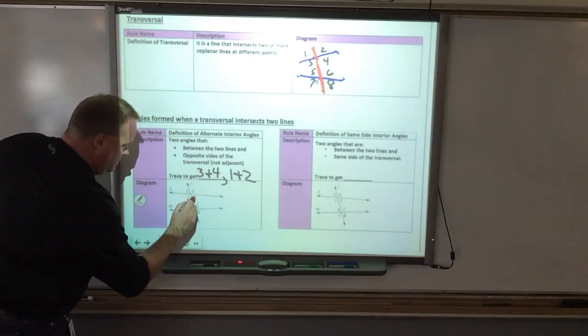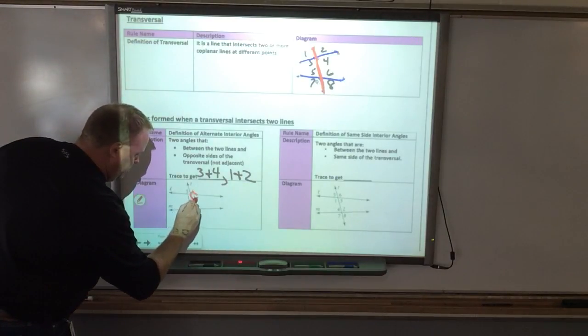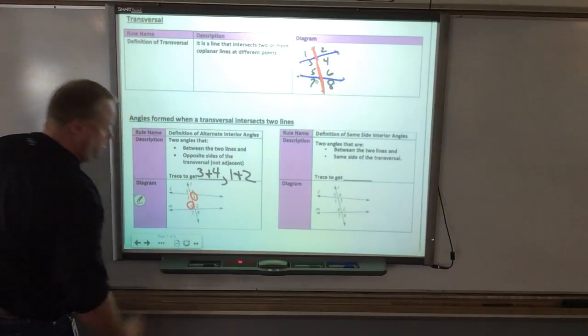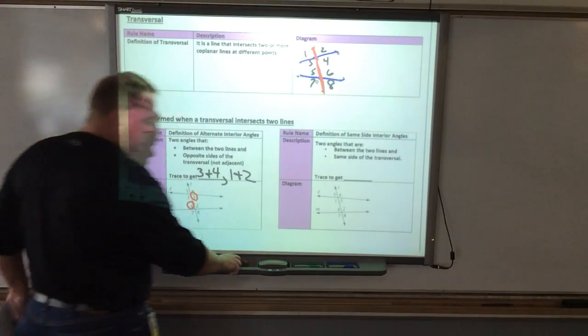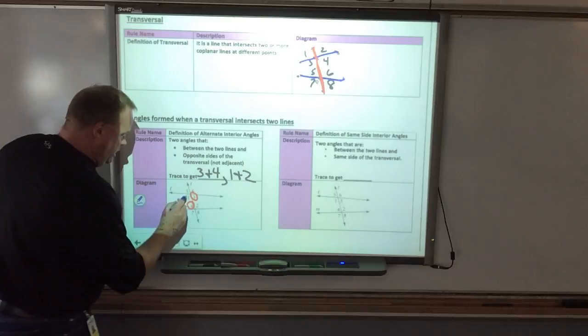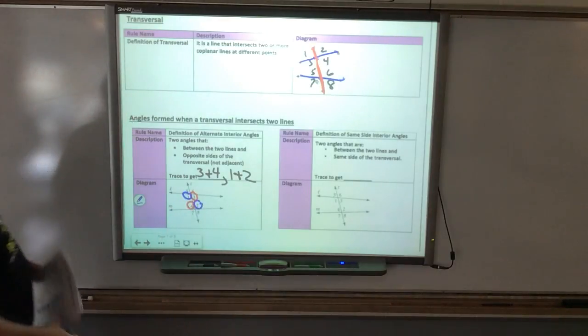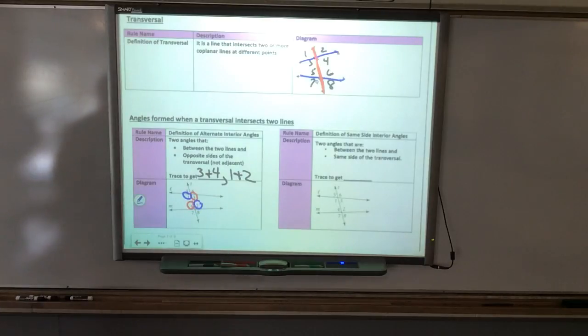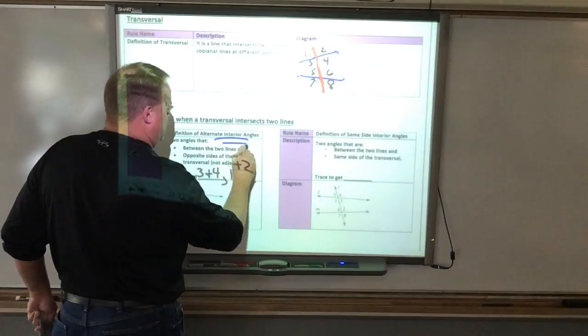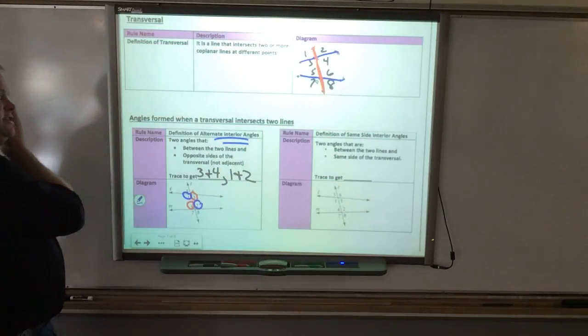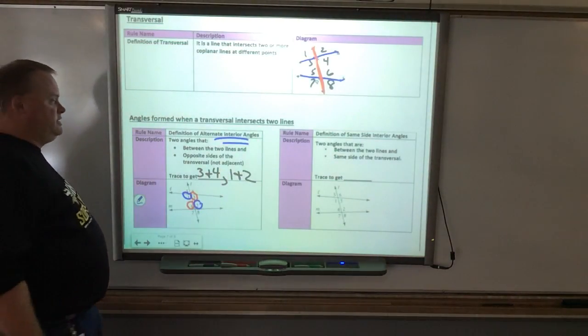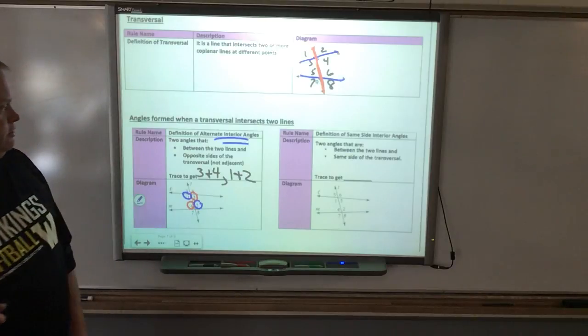And let me highlight that for you. Angle 3 and angle 4 are alternate interior with each other, and angle 1 and angle 2 are alternate interior angles with one another. Right? This is a big one. We're going to use this a lot. So that is the definition of alternate interior angles.